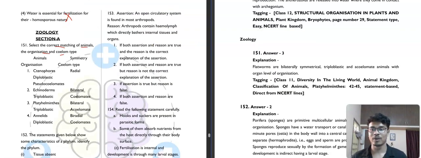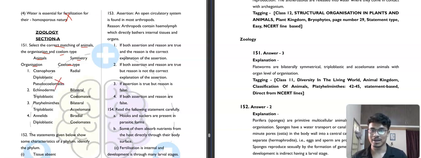Now we will be moving towards the zoology section A, question number 151. Select the correct matching of animals, symmetry, organization and coelom type. First animal, then symmetry, then organization and then coelom type. Ctenophora, radial symmetry, diploblastic, pseudocoelomate. No, they are not pseudocoelomate.